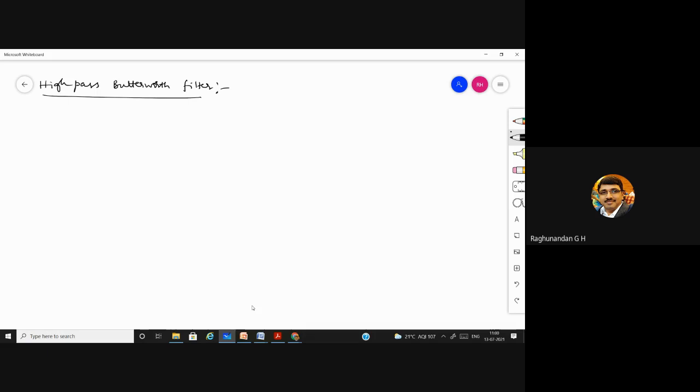In the low pass filter, where you had resistor, put capacitor there, and where you had capacitor, put a resistor there. Just interchange the resistor and capacitor. We will be getting high pass Butterworth filter. So the high pass Butterworth filter is also a combination of the passive as well as active filter.